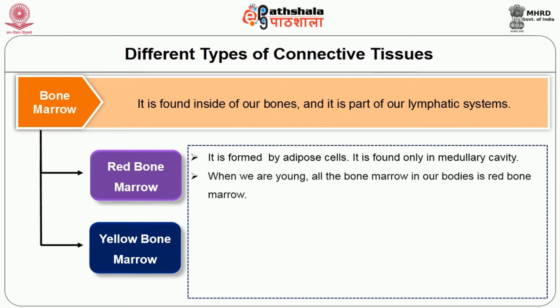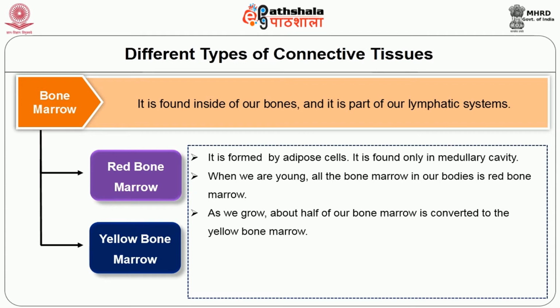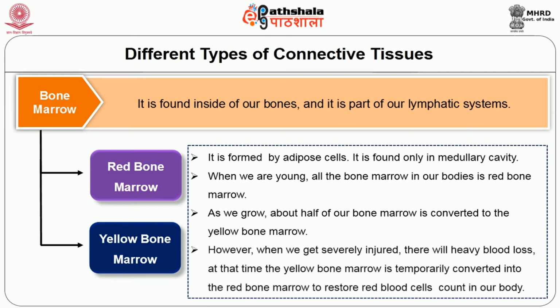When we are young, all the bone marrow in our body is red bone marrow. As we grow, about half of our bone marrow is converted into yellow bone marrow. However, when we get severely injured, there will be heavy blood loss. At that time, the yellow bone marrow is temporarily converted into red bone marrow to restore the red blood cell count in our body.